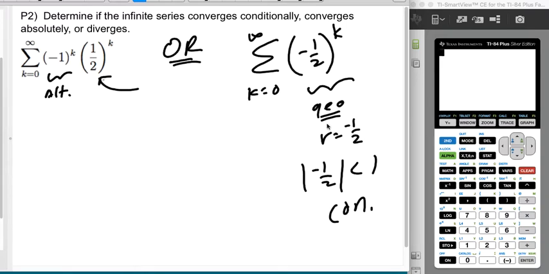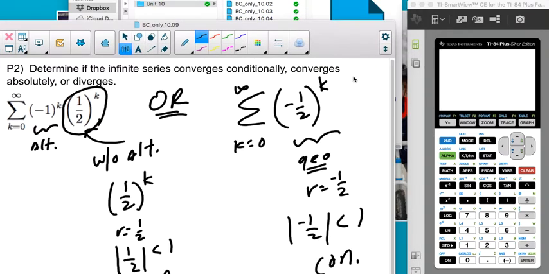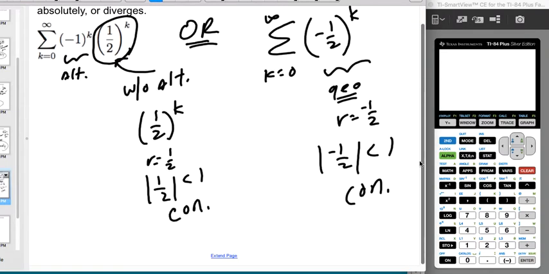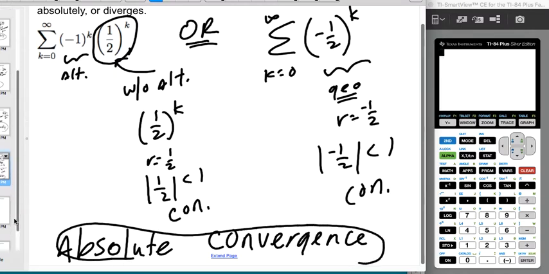It's going to converge, but notice that this thing also converges. So without the alternating, if you just looked at this, then you'd have an r that's 1/2, and the absolute value of 1/2 is less than 1, so this also converges. So it would converge whether you had the alternating or not. It wouldn't matter. It would converge either way. So this is absolute convergence, or converges absolutely, because it would converge whether you had the negative or not.